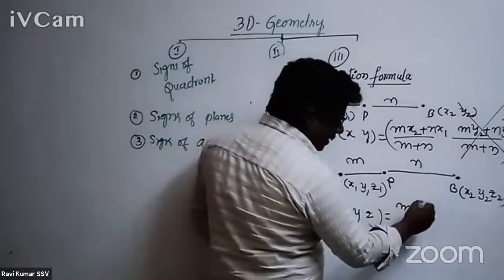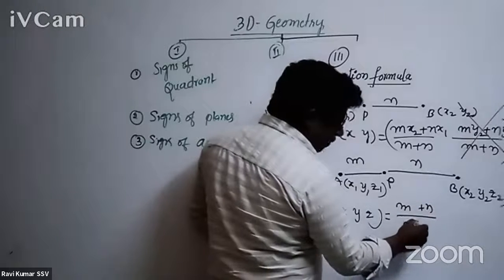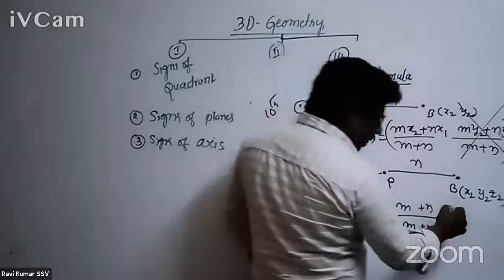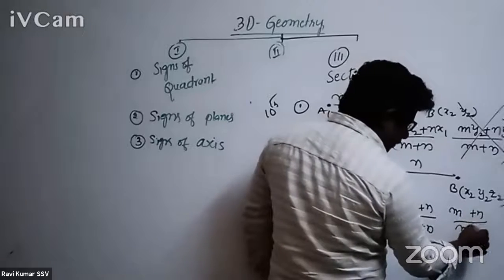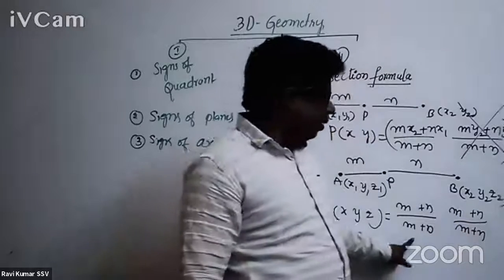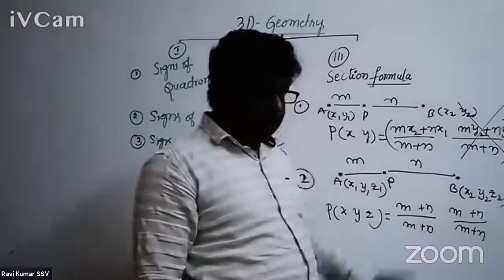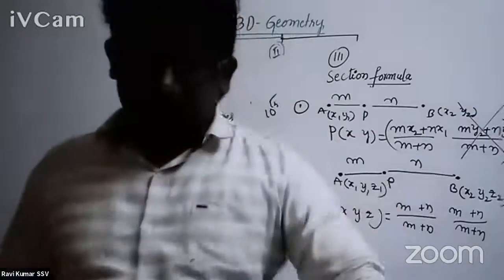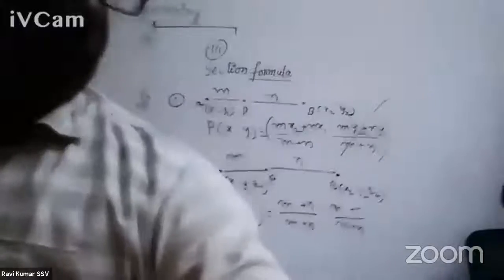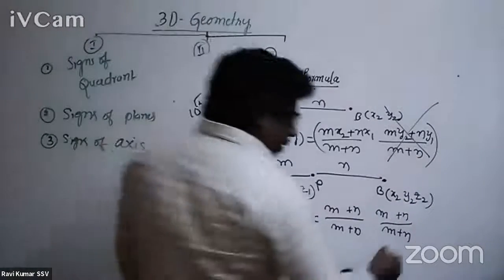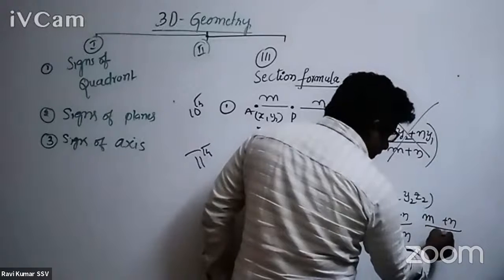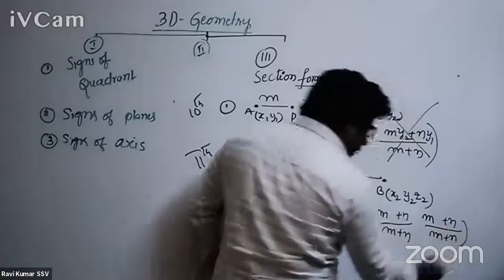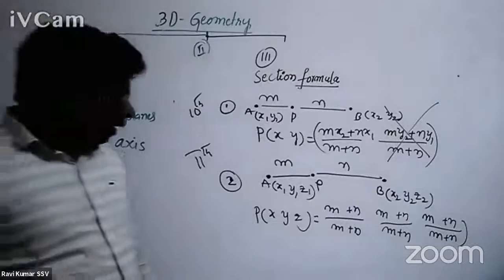M plus n by m plus n, like this. Then m plus n by m plus n, like this. Only x coordinate, y coordinate, but z coordinate is also there, no? Write down one more. Just wait, I will turn the camera. Right. And m plus n by m plus n. I have written one more time, right?